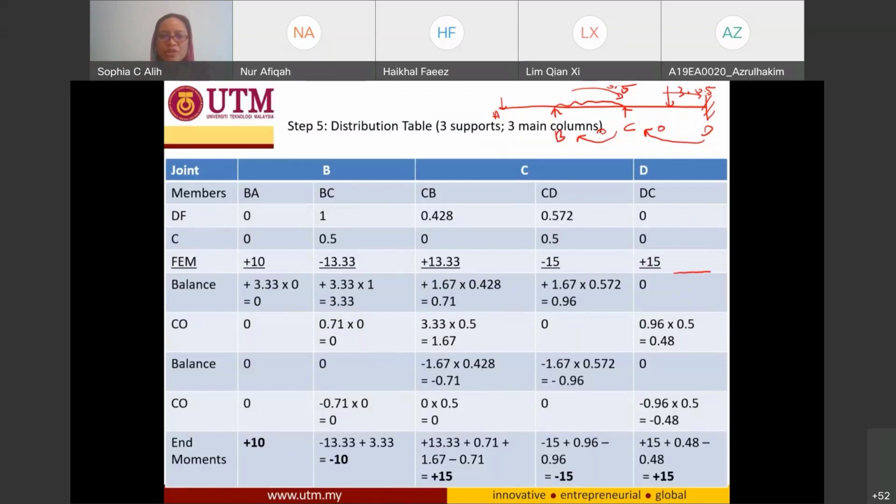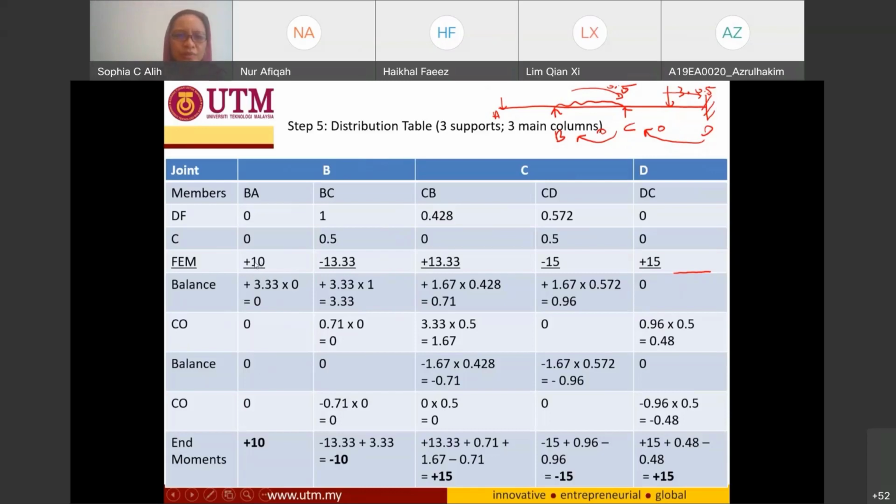The next step is to do some balancing and carryover inside this table. That is also going to be very straightforward. Now let's see what you are going to do next. The first thing you have to do is balance the moment for each joint. As we have already learned, you have to maintain the equilibrium of moment on that joint. In other words, the total moment in that joint has to be equal to 0. It has to be balanced.